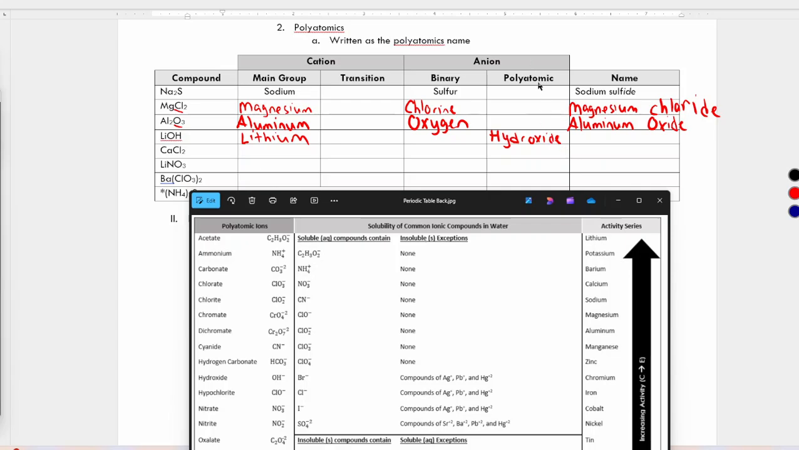Now when it comes to naming something with a polyatomic, all we have to do is rewrite it. It makes it even easier. We don't have to add IDE to it. We just write whatever the polyatomic is. So the name of this one is going to be called lithium hydroxide. No change.